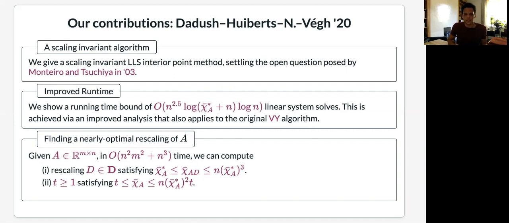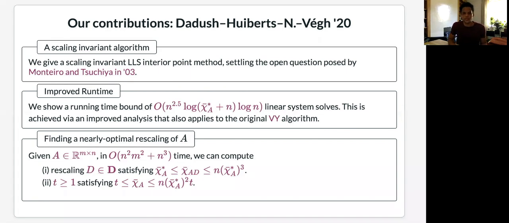That is, we find in strongly polynomial time a rescaling that approximates chi bar up to a factor that is polynomial in chi bar star. Note that by Tunçel, there cannot be an algorithm that finds or approximates chi bar up to a factor of 2 to the poly n.